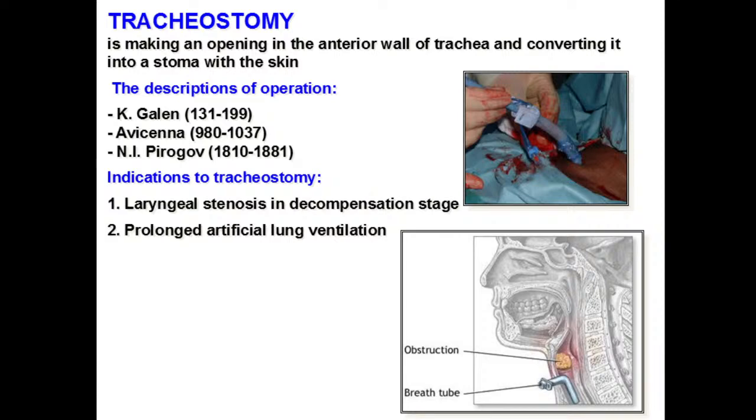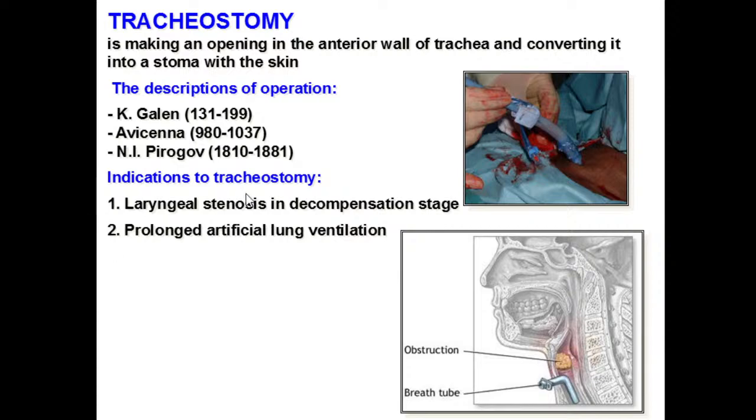So what is tracheostomy? Tracheostomy is the opening in the anterior wall of the trachea and converting it into a stoma with the skin. Stoma is an operation when we suture the mucus of some organ to the skin.